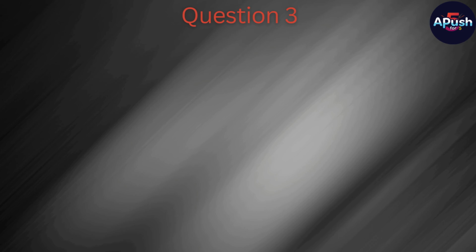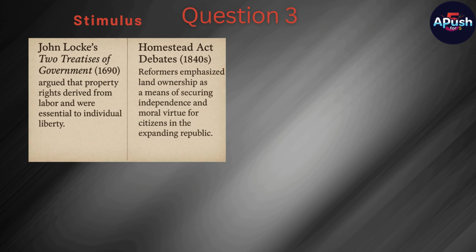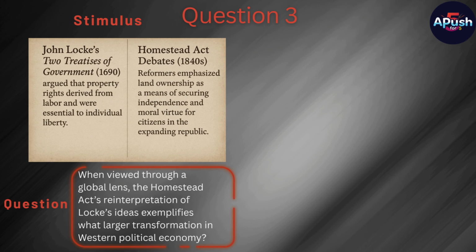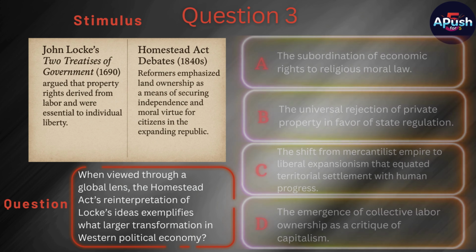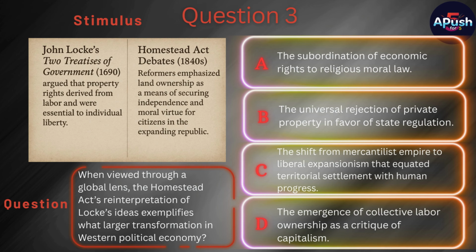Question 3. Stimulus. See image. Question. When viewed through a global lens, the Homestead Act's reinterpretation of Locke's ideas exemplifies what larger transformation in Western political economy? A. The subordination of economic rights to religious moral law. B. The universal rejection of private property in favor of state regulation. C. The shift from mercantilist empire to liberal expansionism that equated territorial settlement with human progress. D. The emergence of collective labor ownership as a critique of capitalism.